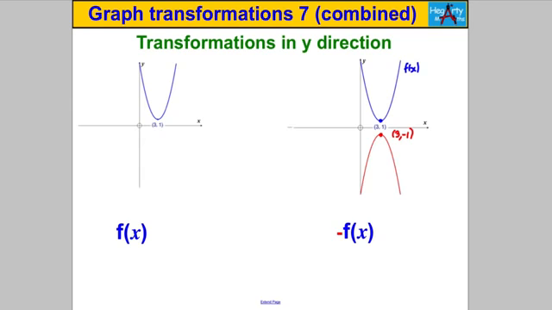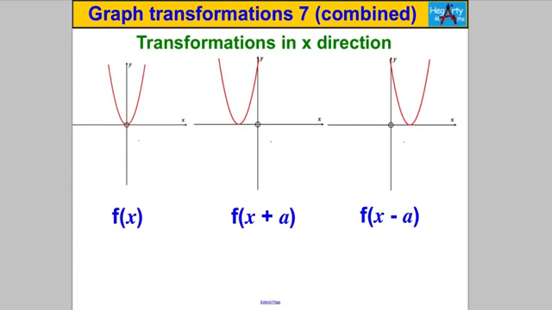Now let's think of the transformations that happen in the x direction. The first and easiest were the following. If you're considering f of x add a, all in brackets, it actually shifts the graph to the left by a units. On the other hand, if you are drawing the graph f of x subtract a, it translates the graph a units to the right.